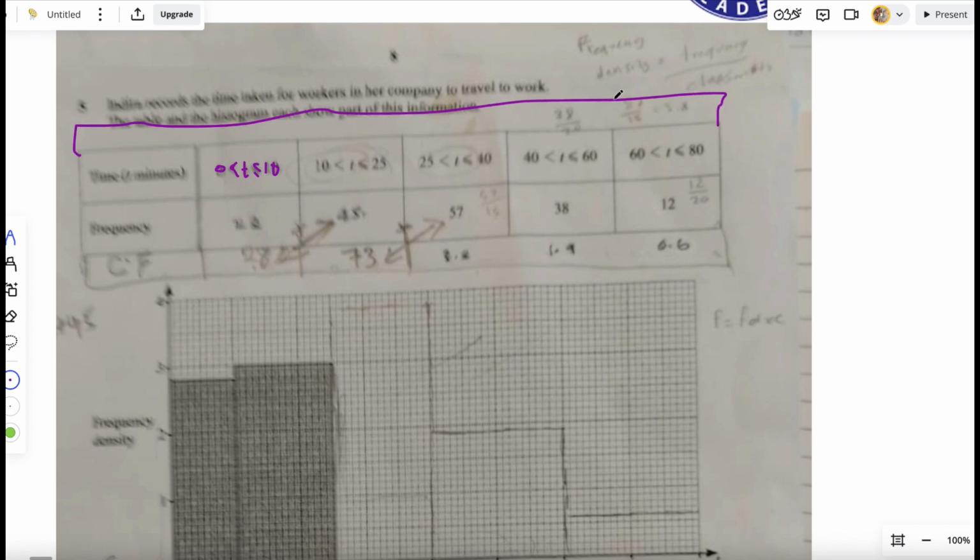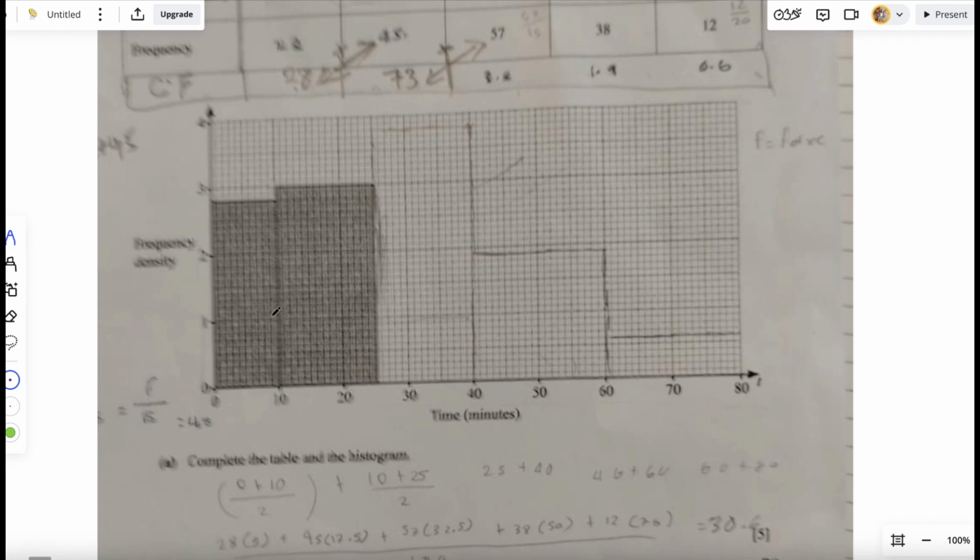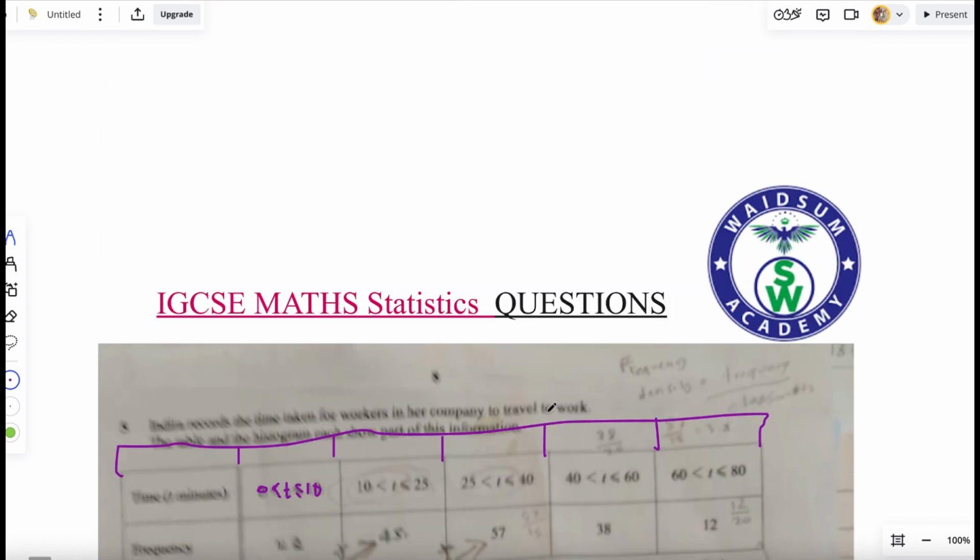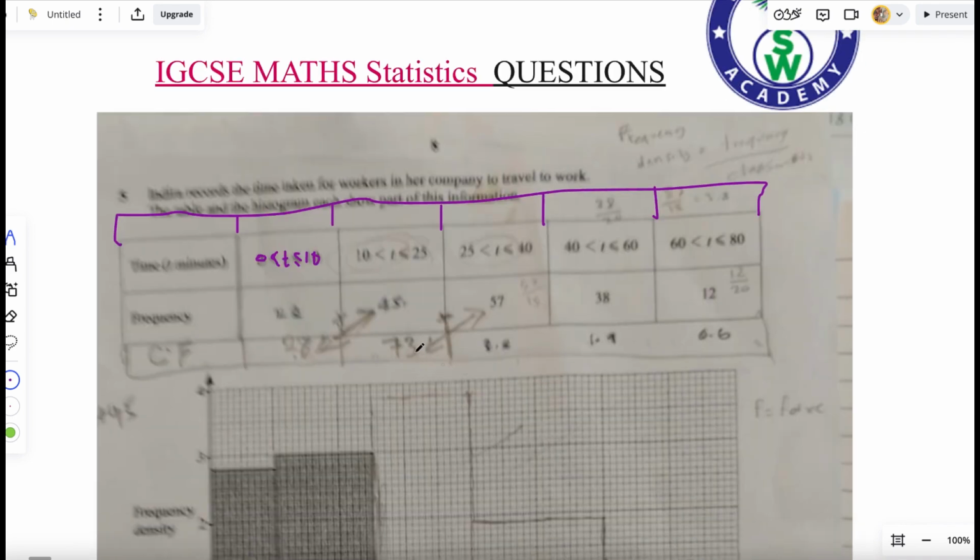So we break each one here. Let's calculate the frequency density. You must know the formula for calculating frequency density, because for this histogram, the frequency density is plotted on the vertical axis, and the time is plotted on the horizontal axis. So calculating the frequency density is not far-fetched. The formula: frequency density is equal to frequency over class width. Frequency is given to us. Class width means the width of the class.